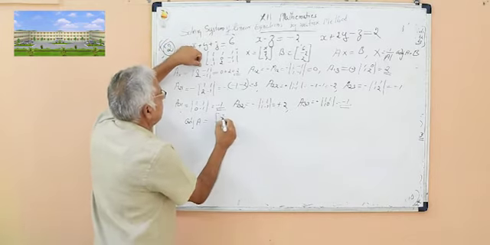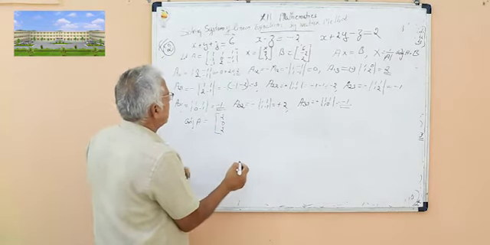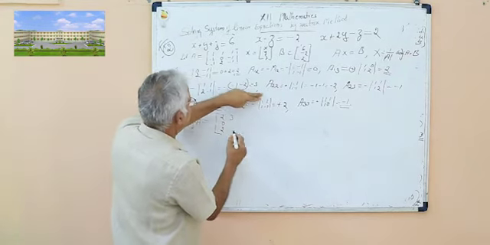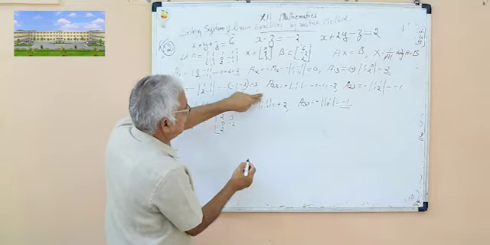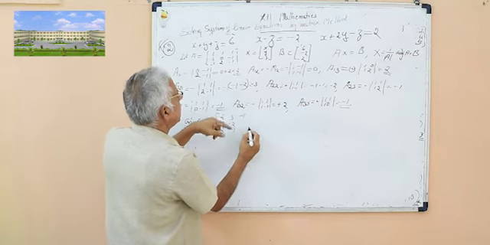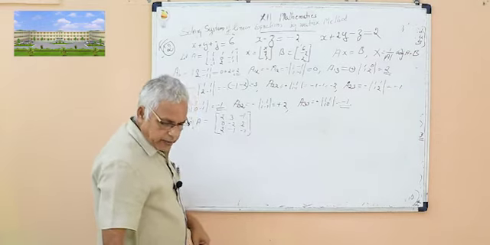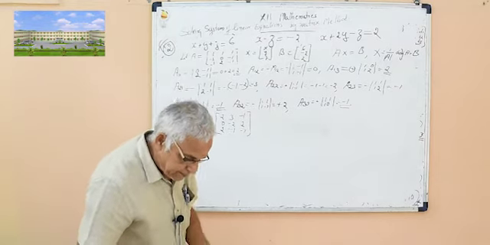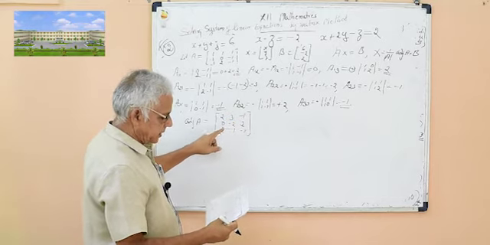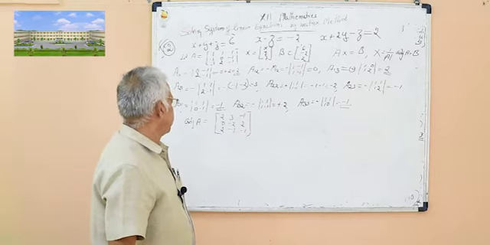The first row is 1, 1, 2, 0, 2; again the second row is 3, minus 2, minus 1; again the third row is minus 1, 2, minus 1. This is the adjoint of the matrix: 2, minus 3, 2; 3, minus 1, 0; minus 2, minus 1. Correct.